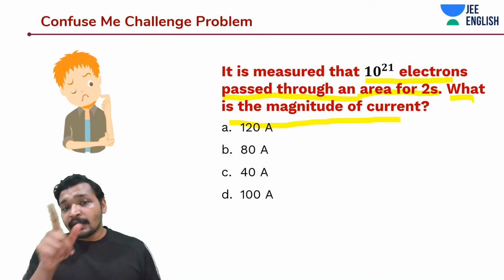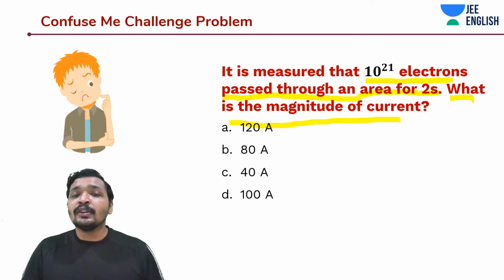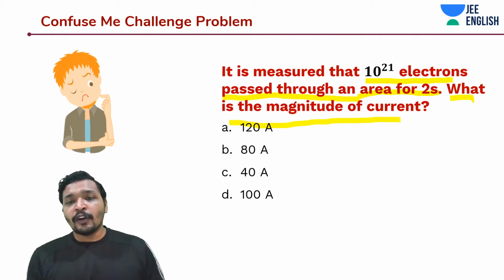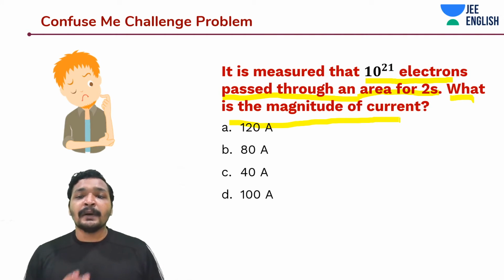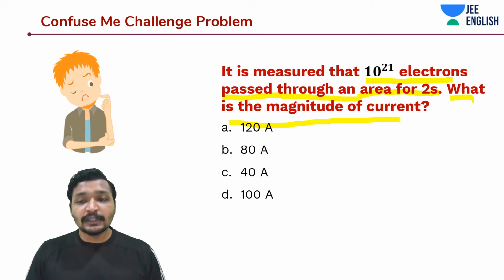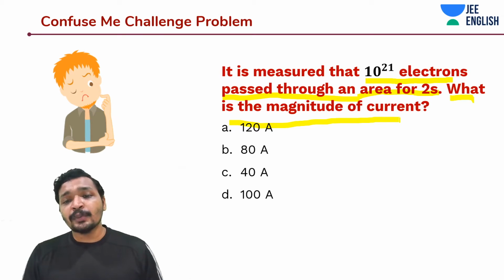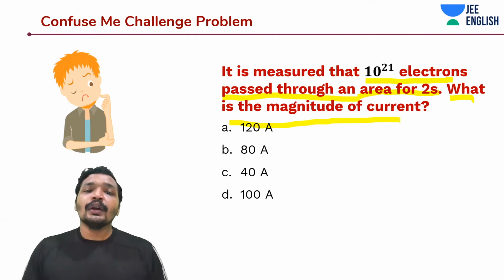160, but divided by time, 2 seconds. Because there is a constant flow of charges, it is measured that the electrons pass through an area for 2 seconds. They are asking you the magnitude of current for that instant. So that is going to be 160 by 2, 80 coulombs.